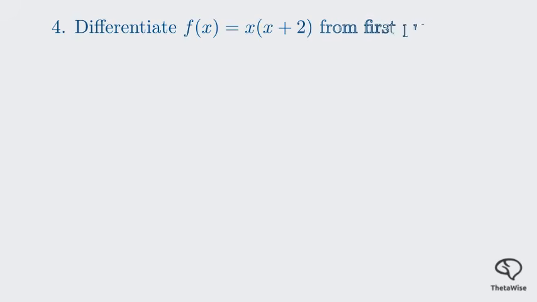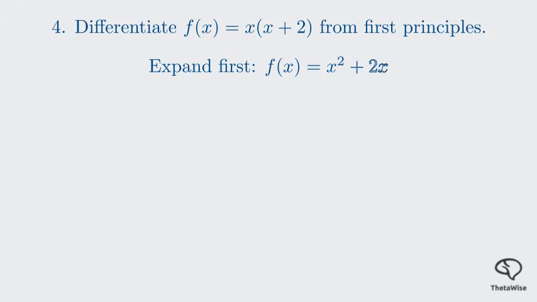Our final example for today. Differentiate f of x equals x times the quantity x plus 2 from first principles. The first step for a problem like this is to expand the original function first to make it a standard polynomial. This will simplify our algebra later. Distributing the x, we get f of x equals x squared plus 2x. So we are actually solving a new but equivalent problem. Differentiate f of x equals x squared plus 2x.